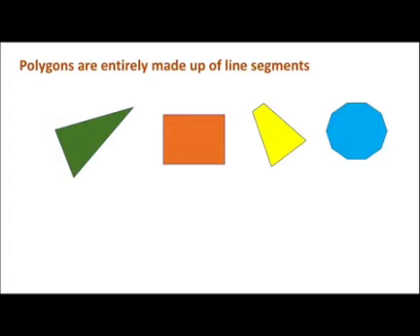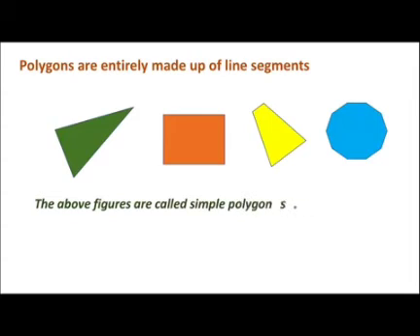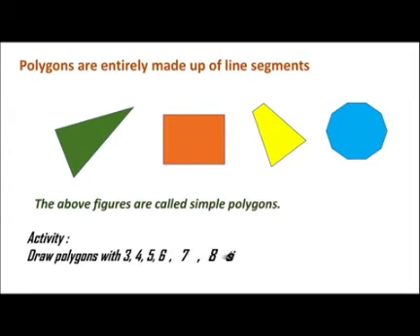What is the next one? A quadrilateral. Children, you all remember what a quadrilateral is? A figure with 4 sides. The next one is also a quadrilateral. For the last one, just check how many sides there are. Count and tell me how many. It has got 10 sides, so it is called a decagon. So all these are examples of polygons. Now the above figures are called simple polygons.